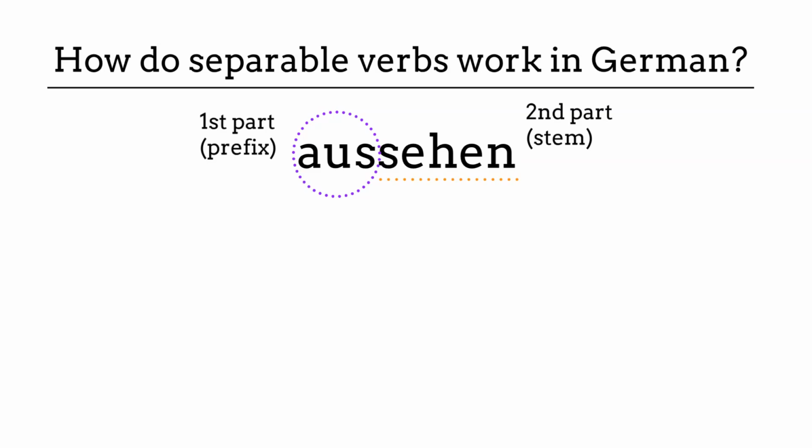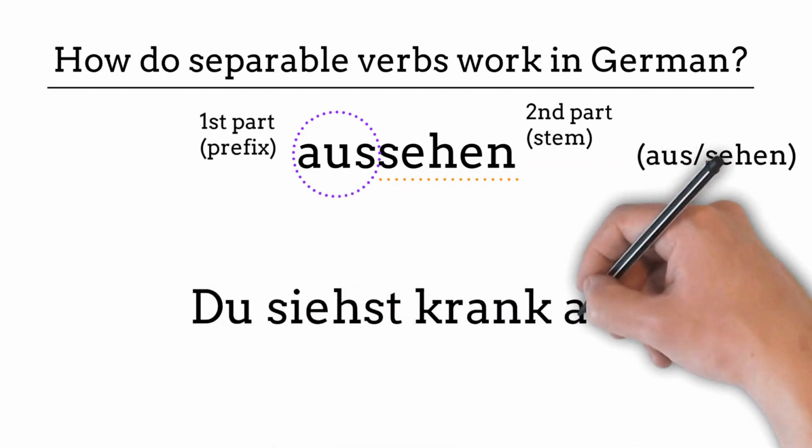Often I encourage my students to write separable verbs with a slash in between the prefix and the stem to remind themselves that it is separable. When you use the verb aussehen in a sentence, often you separate these two different parts and they go to different locations in the sentence. For example, du siehst krank aus.